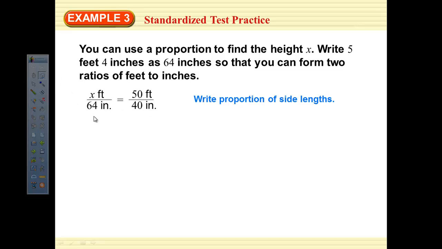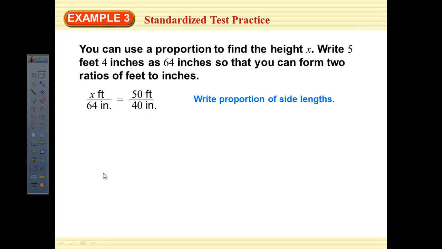You could have also written this as feet over feet and inches over inches, and it would have worked if we had exchanged the means here. But this is the way we did it. We did the height to the height and then the shadow to the shadow.